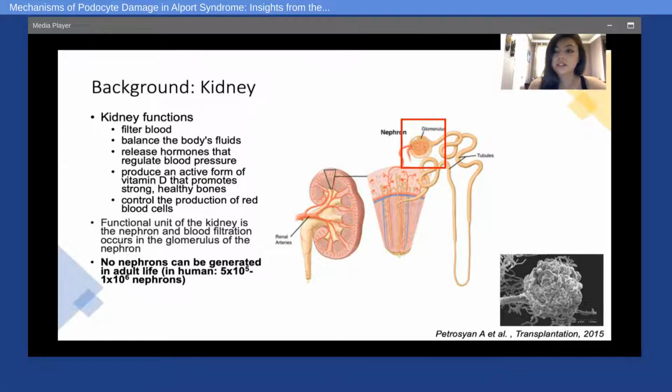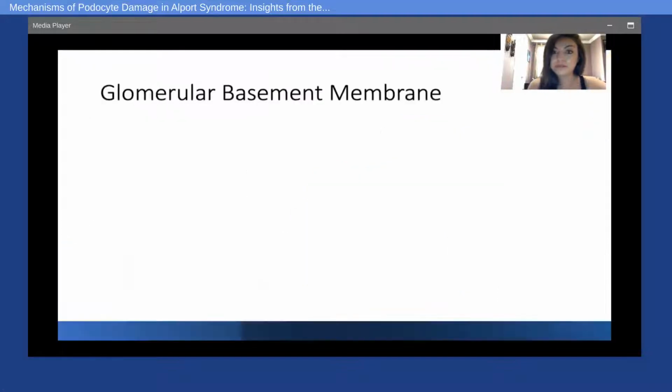Now, one important thing to note is that no new nephrons can be generated in adult life. We are born with a set number of nephrons that could range from 500,000 to 1,000,000 per person.